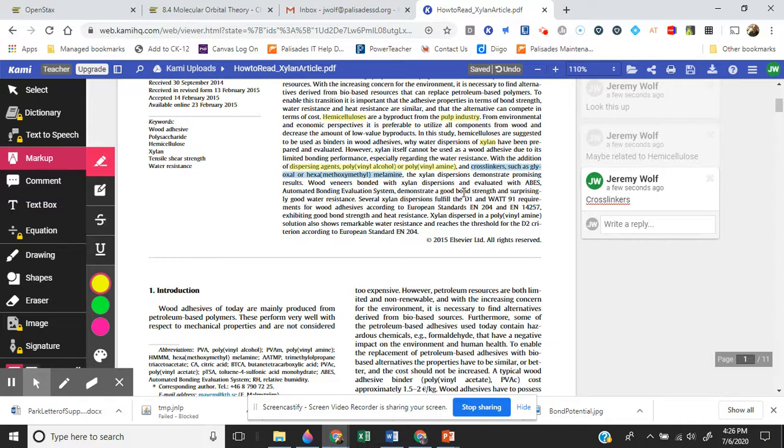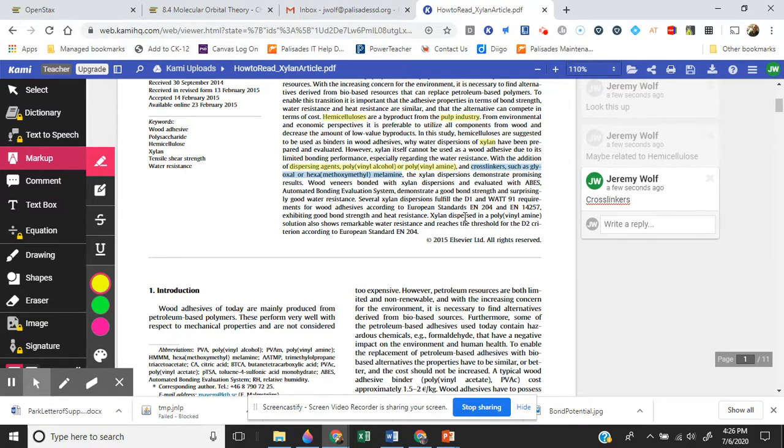Okay. The xylane dispersions demonstrate promising results. Wood veneers bonded with xylane dispersants and evaluated with ABES, Automated Bonding Evaluation Systems, that's what ABES stands for, demonstrated good bond strength and surprisingly good water resistance. Several xylane dispersants fulfilled the D1 and WAT 91 requirements for wood adhesives according to the European standards, blah, blah, blah. So I'm going to translate that sentence to mean that several xylane dispersants fulfill requirements for wood adhesives, right? I'm just going to skip those terms that don't really add to my understanding.